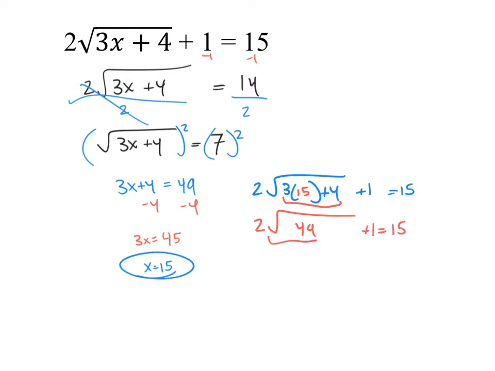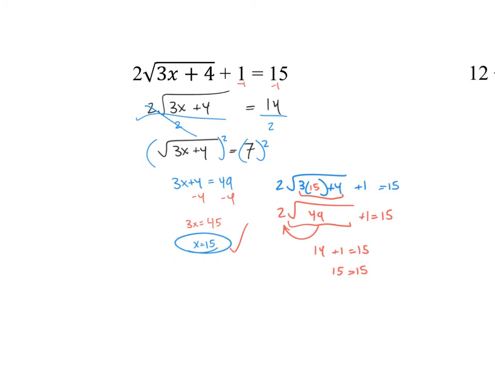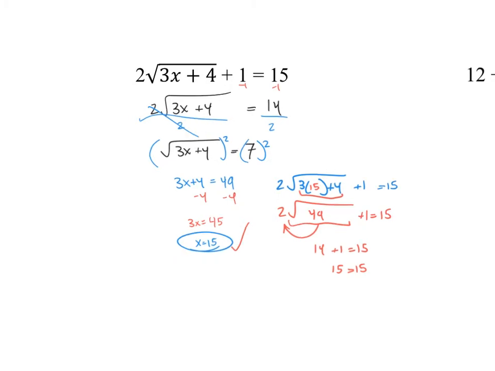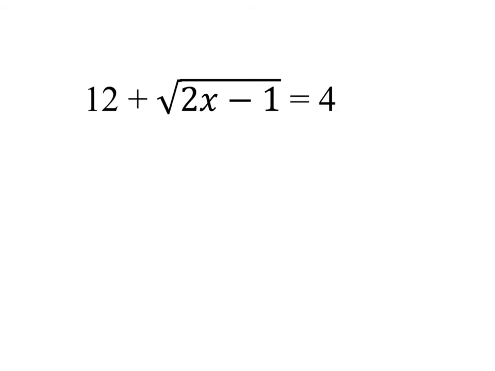Square root of 49 is 7. 7 times 2 is 14. 14 plus 1 does give us the 15. This answer is, in fact, a valid solution. Let's do one more here to be safe.